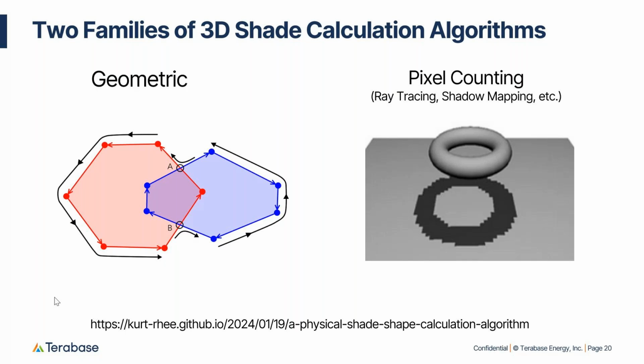That's not to say that pixel counting or geometric families are right or wrong. If you have enough pixels or you shoot enough rays, you can get a totally photorealistic version of the 3D shade calculation. It just adds another layer of something to think about. Let's go to the next slide.